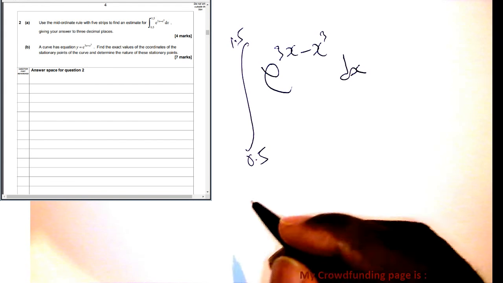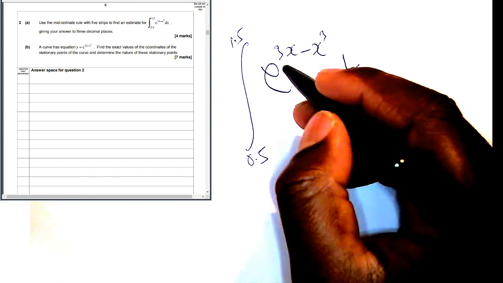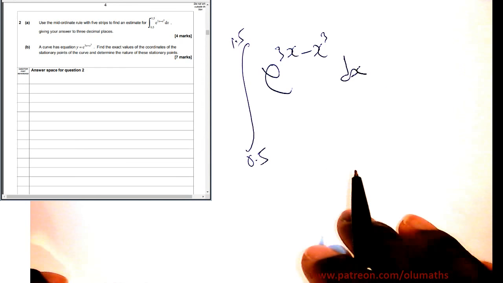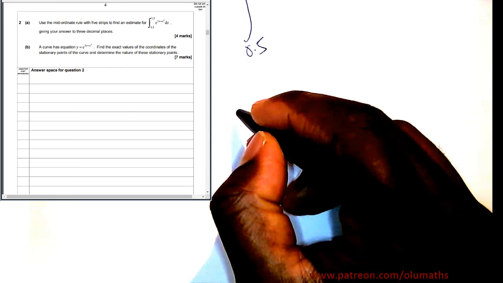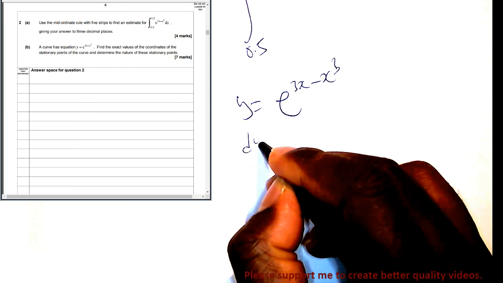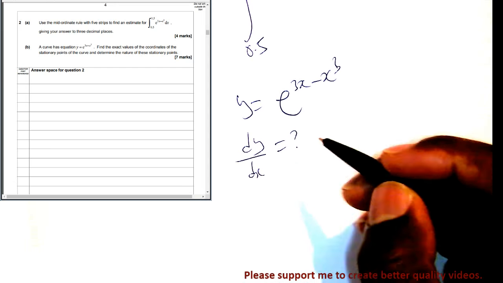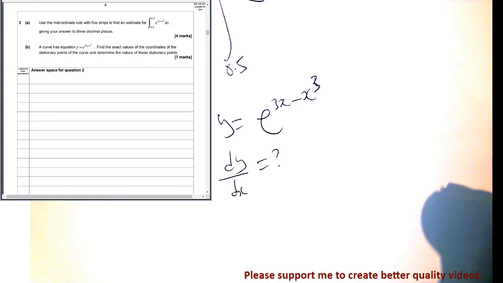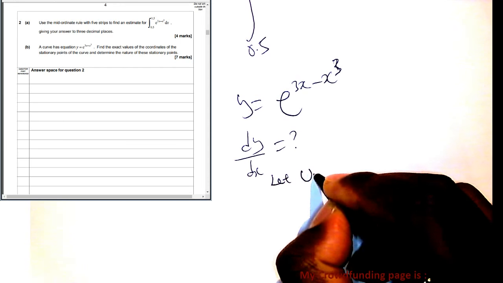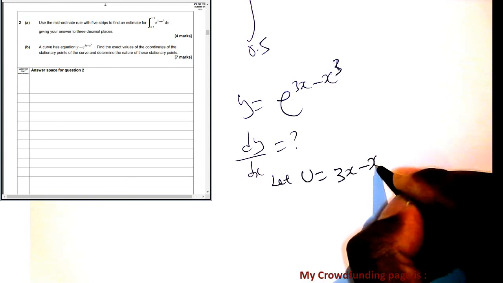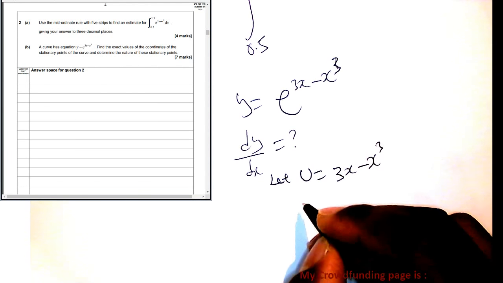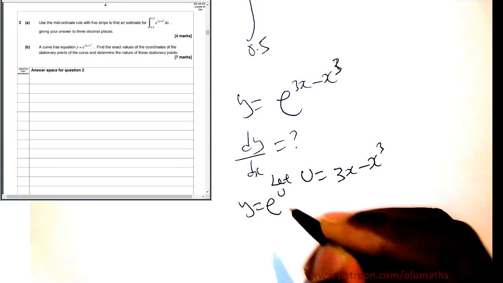So, if y equals that, we need to find dy/dx, not integrate. So, it's the opposite of what we just did, or what we were supposed to do earlier. So, y equals e to the 3x minus x cubed. You're trying to work out dy over dx. Well, this is another case of chain rule, because you have a function of a function. So we say, let u equals 3x minus x to the 3, and therefore y equals e to the u.